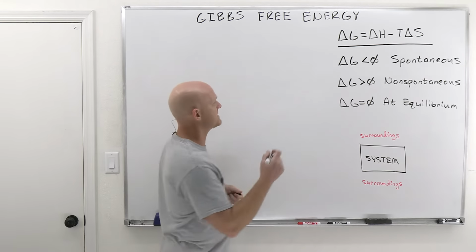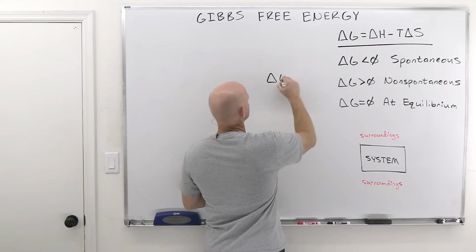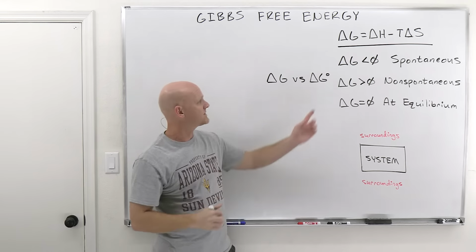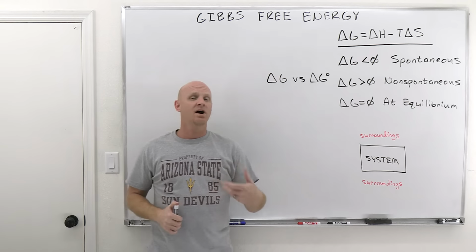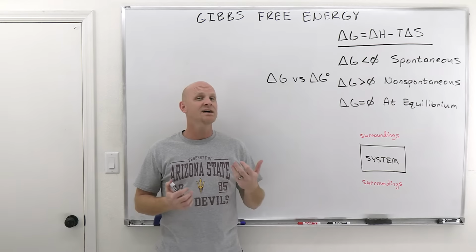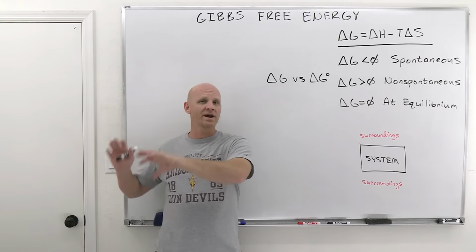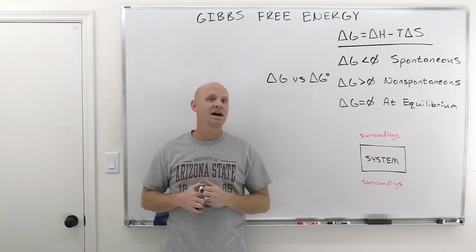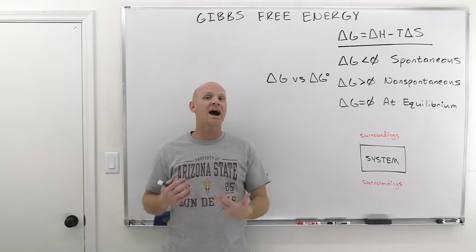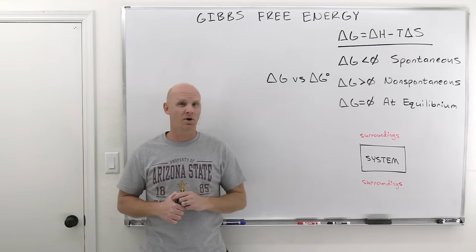So one quick thing here, we'll talk about this more later, but contrast delta G versus delta G standard. That little circle means standard, and that means talking about the delta G under a specific set of standard conditions. And those standard conditions mean that all reactants and all products, if they're aqueous, have a 1 molar concentration, or all reactants and all products, if they're gaseous, have a 1 atmosphere partial pressure.